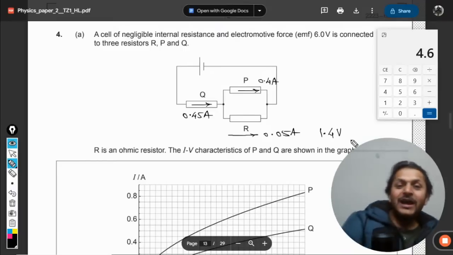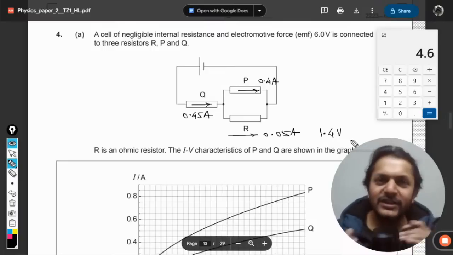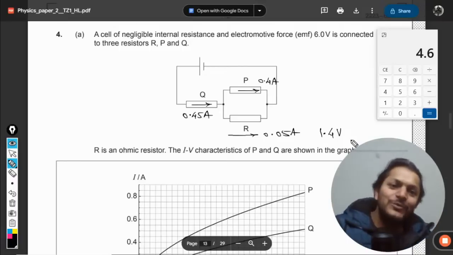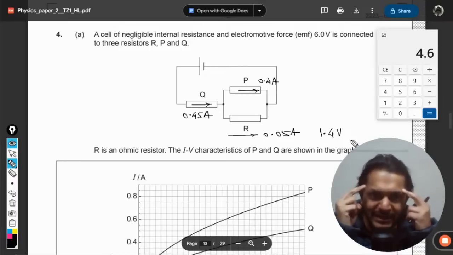I tell you, these paper 2 questions are not only about the hard disk, like how many formulas you remember, it's about your RAM also, okay? How many things you can keep here.